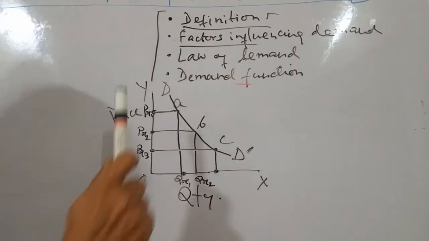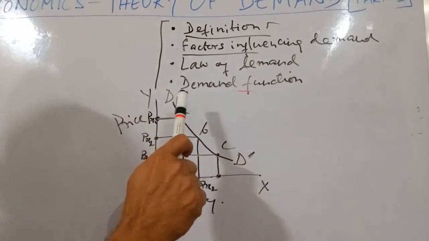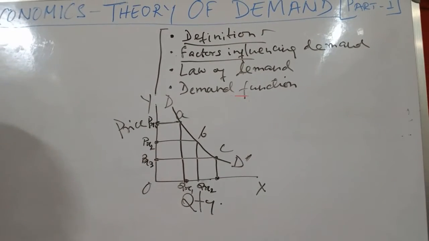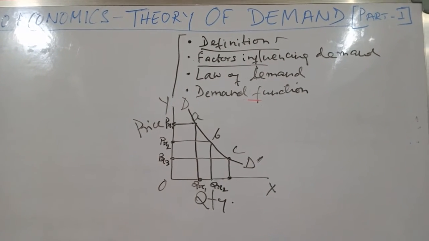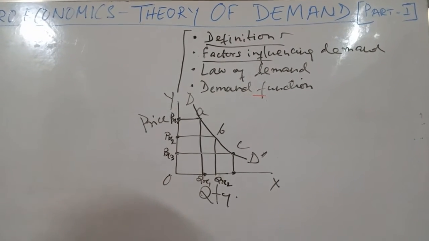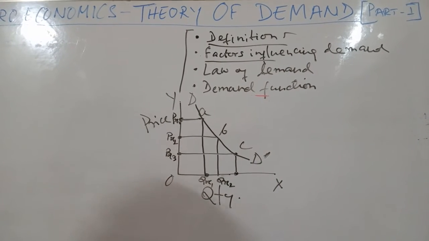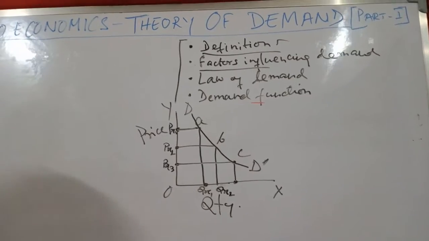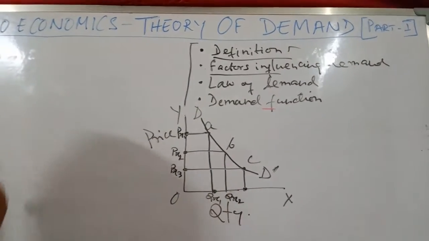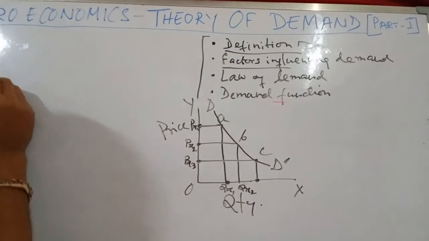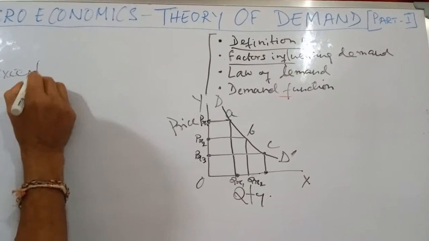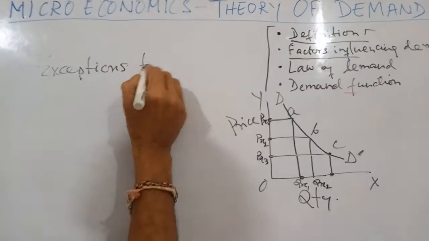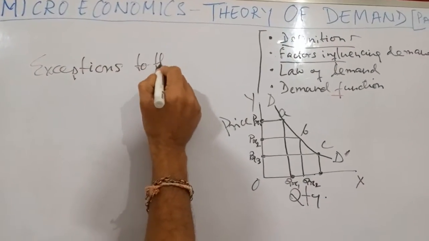Since it is a law, it has certain exceptions. That means there are certain goods which do not follow the law of demand. Let us see what are the exceptions to the law of demand.